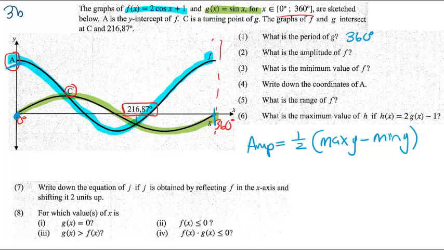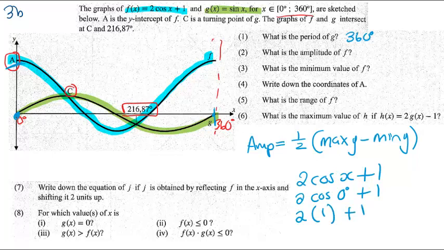So I know that my y-intercept is going to be at a point where x equals 0. So if I'm going to say 2 cos x plus 1, 2 cos of 0 degrees plus 1, cos of 0 degrees we know normally is going to be 1 plus 1. So 2 times 1 is 2 plus 1. That gives me 3. This means that point A is 3 on the y-axis. So my maximum of y is going to be 3.